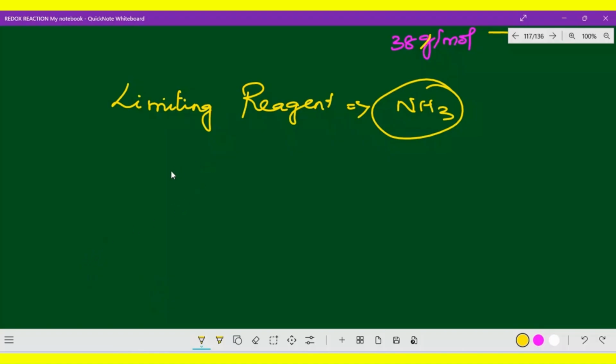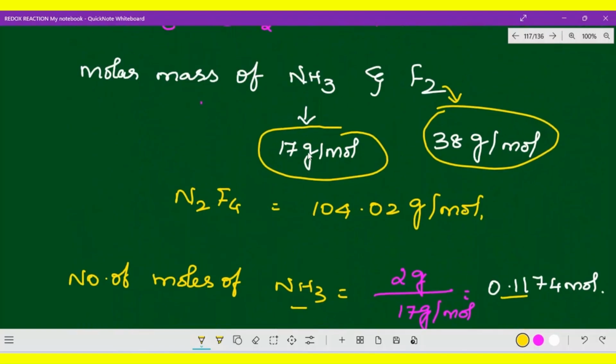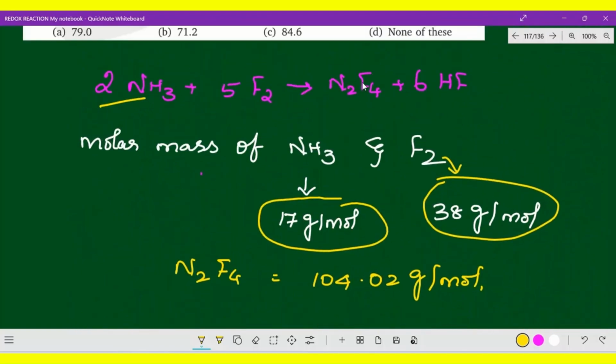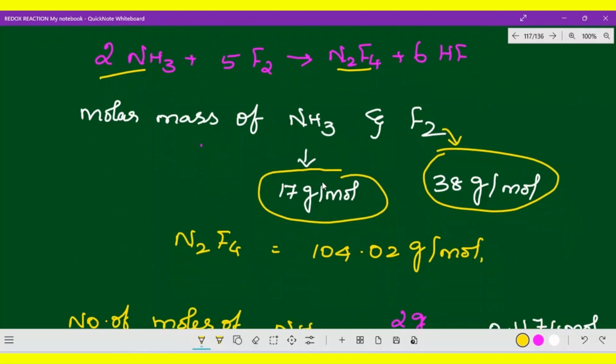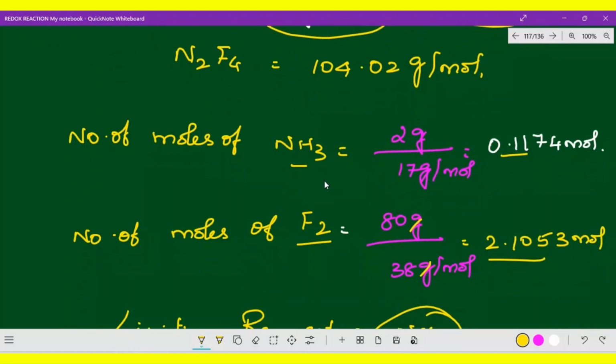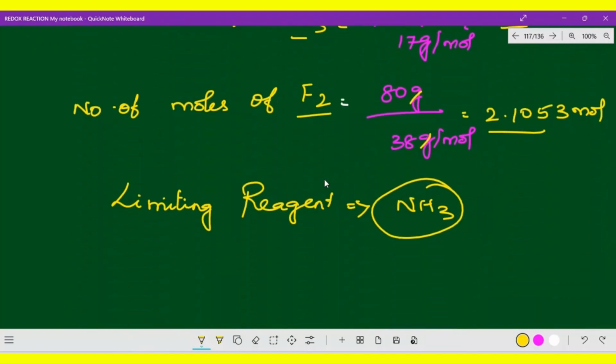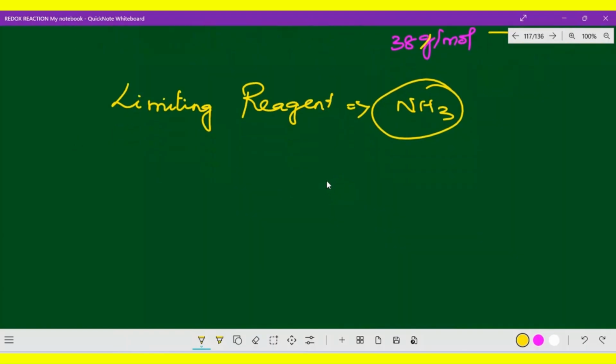So see in the equation, 2 moles of ammonia can yield 1 mole of N2F4. Therefore here we will get the theoretical yield. Then the actual yield the question has given, and that way we can identify it.